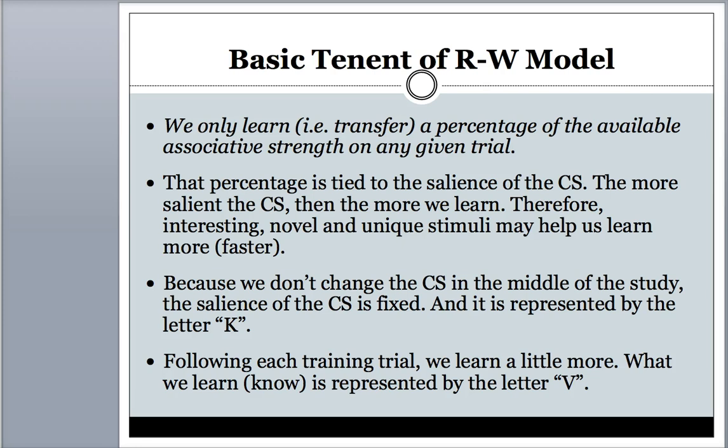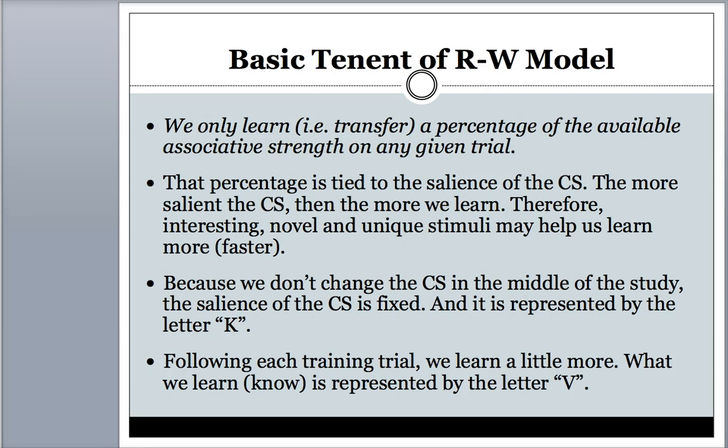The more you learn on each trial, the faster you will acquire the association. Now, typically we don't change the CS in the middle of an experiment. The CS is fixed. And so in the experimental model, that value doesn't change and because it's fixed, it's a constant. So it's represented by the letter K. I'm making this up, but K stands for constant. I know it's misspelled, but it'll help you remember it, okay?